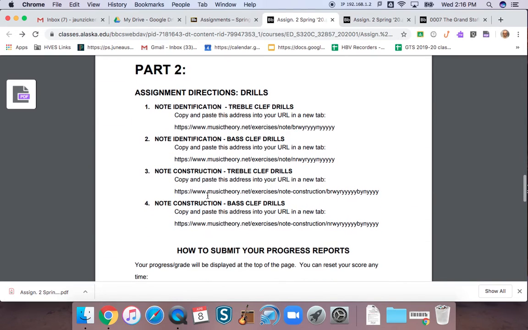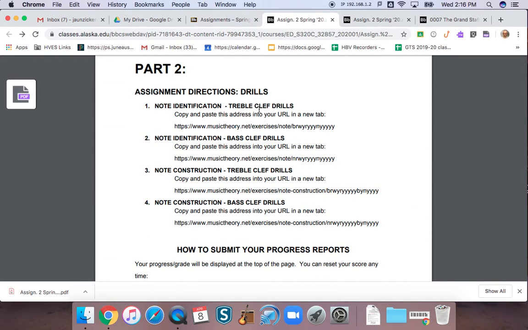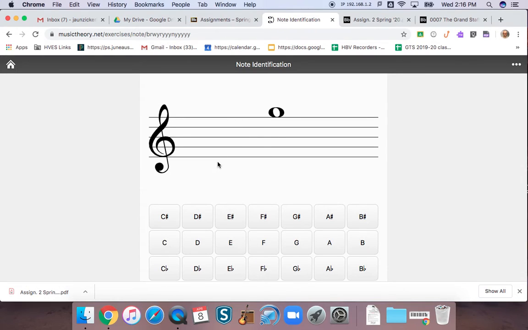But let me go to one of these drills. Okay, so note identification. This is the drill. And so I'm going to quickly go through this first one. So here's G. That's an A. There's another A. That is an F, and I know it's F because I'm in my treble clef, and this line here is G. So if I go backwards, one below G is F, one more down is E. So that's my E. Okay, and then that's a B because it's 2 notes up from my ledger line G.